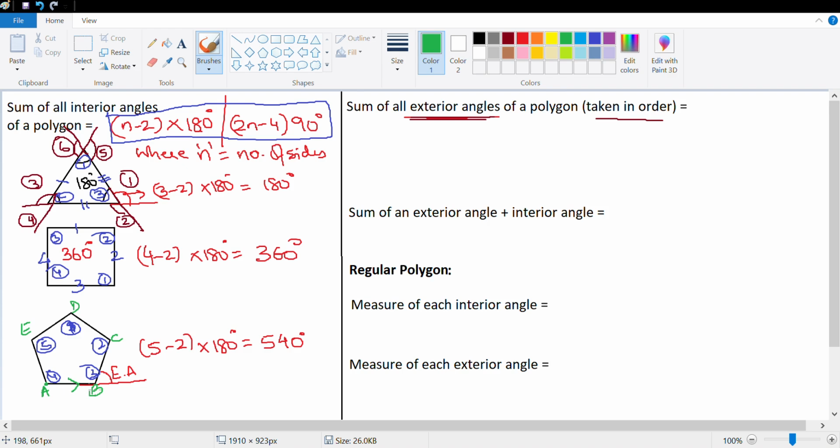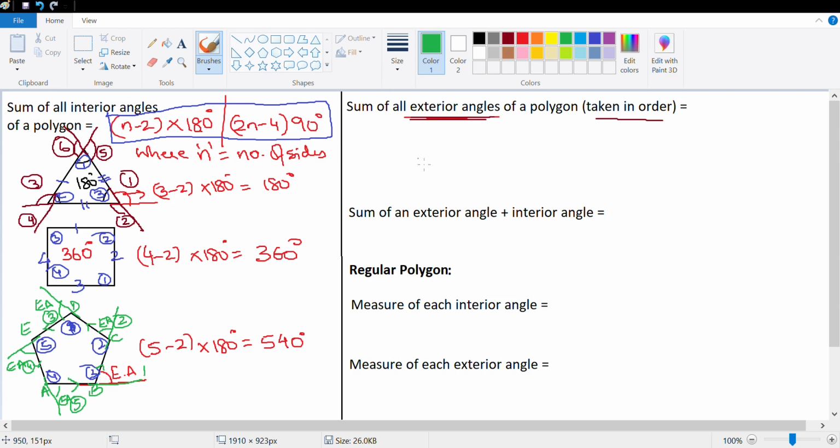So if I start from here, I will extend this. This is my exterior angle 1. Here when I reach, I go along this side. I extend this. This is my exterior angle 2. Right? Then I move in this direction. I extend this. This is exterior angle 3. Then I move in this direction. I extend this. This is exterior angle 4. And I move in this direction. I extend this. This is exterior angle 5. So there are 5 exterior angles if you take it in order.